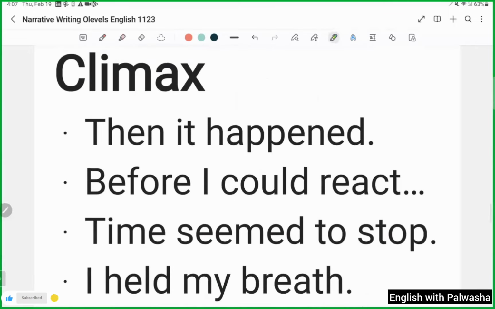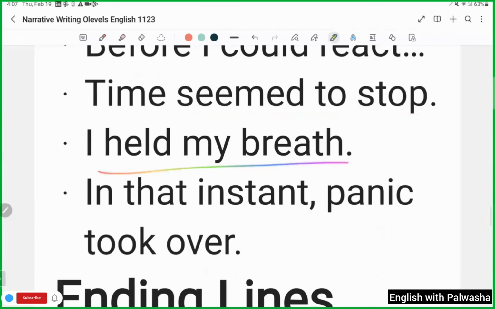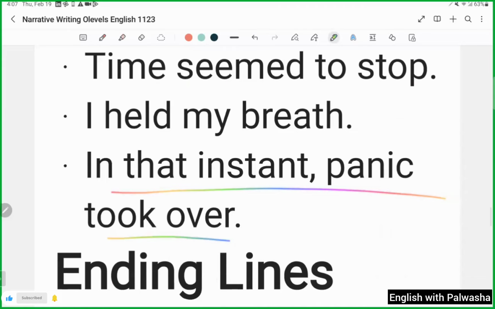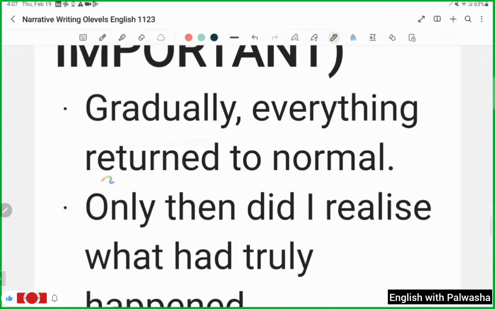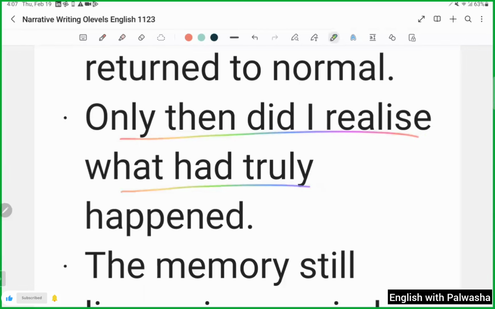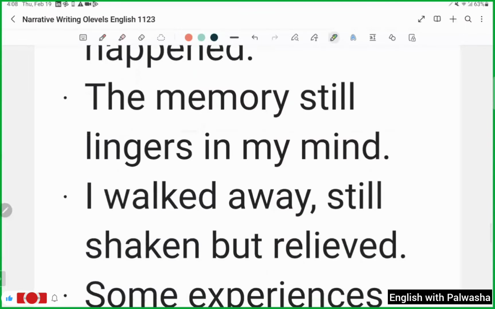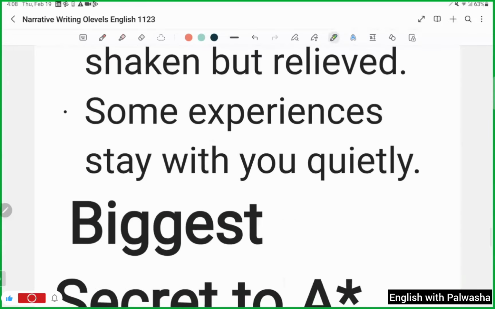The climax. Then it happened. Before I could react, time seemed to stop. I held my breath. In that instant, panic took over. And then some ending lines, which are very, very important. Gradually, everything returned to normal. This shows everything settled down. Only then did I realize what had truly happened. Maybe you were quite perplexed in the entire story and you have realized at the end. The memory still lingers in my mind. This is such a very nice ending sentence. I walked away still shaken but relieved. Maybe you got a sigh of relief here. Some experiences stay with you quietly.